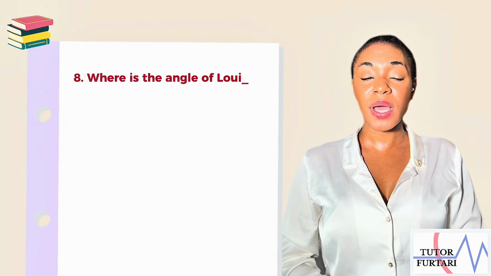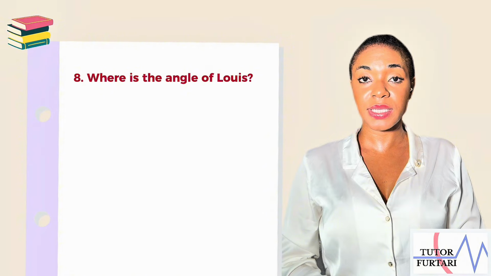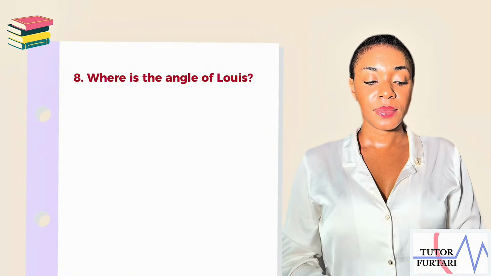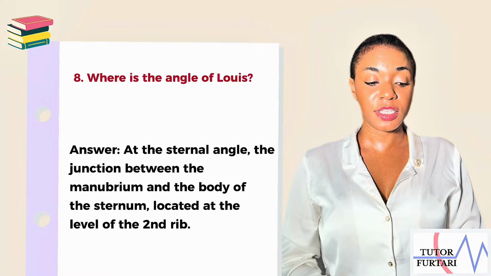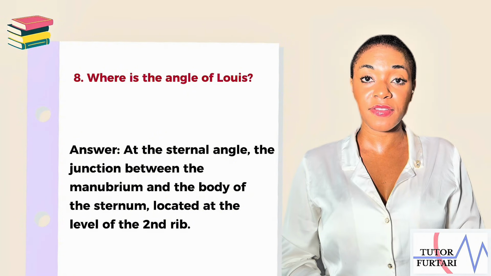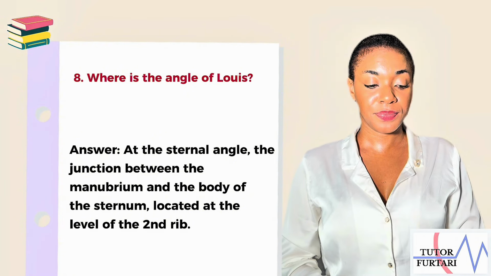Number 8. What is the angle of Lewis? The answer is the sternal angle, the junction between the manubrium and the body of the sternum located at the second level of the second rib.